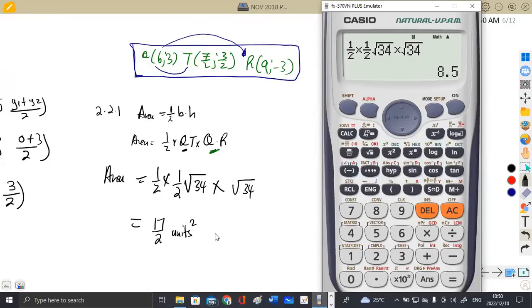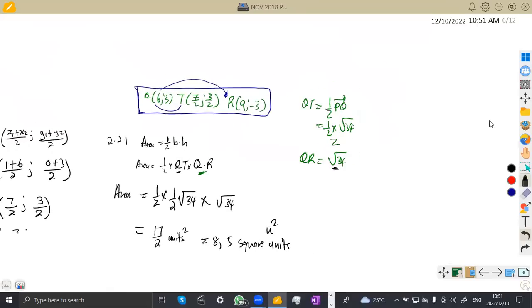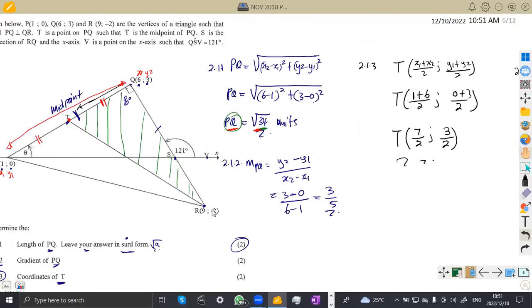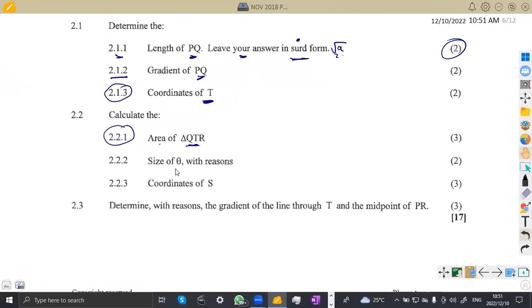If you convert, that is 8.5. So this can be 8.5 square units. You can write it like square units, or you can write square units like that. There are so many ways that you can present the square unit concept. So that was 2.21, which was the area of the given triangle QTR.